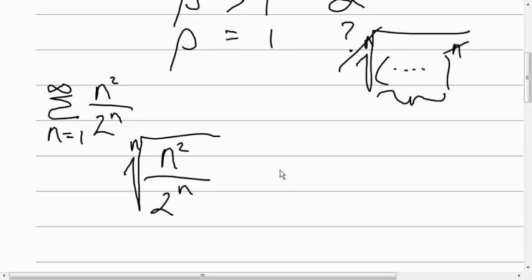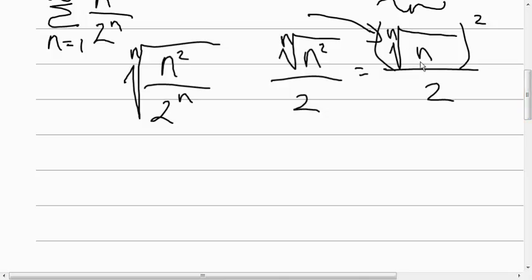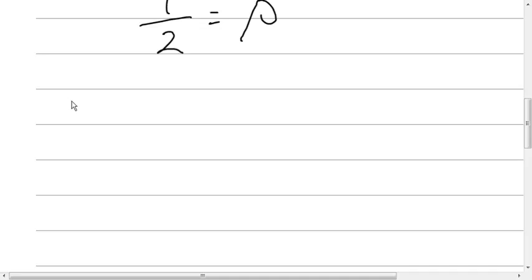We take the nth root of the denominator, and we're just going to get 2. We take the nth root of the numerator, and we can think of that as n to the n squared, but we can also rewrite this simply as the nth root of n and then the whole thing squared over 2. However, by our handy rule, we know that the limit as n goes to infinity is equal to 1. So this is equal to 1/2, which is equal to our rho, which says that rho is less than 1, therefore this series converges.